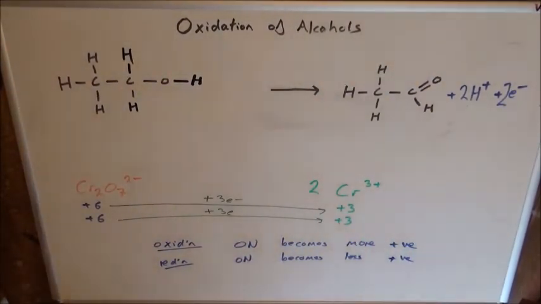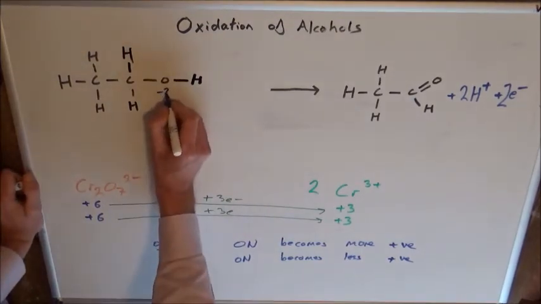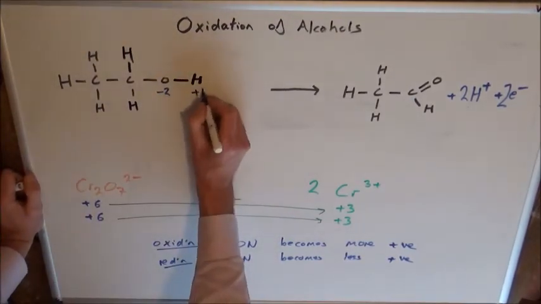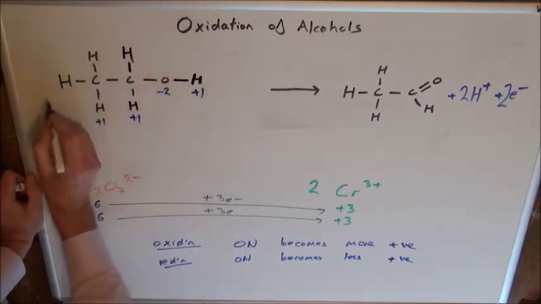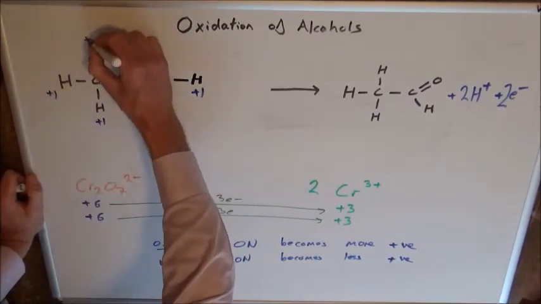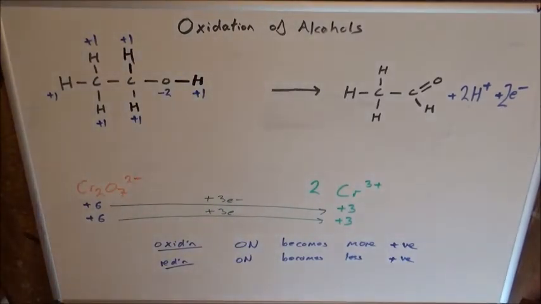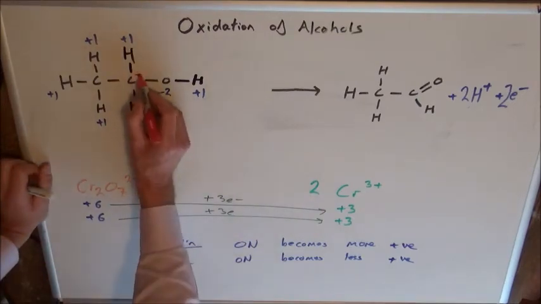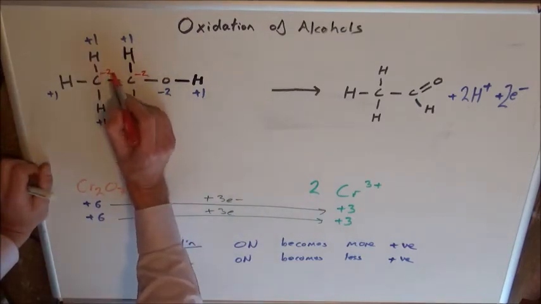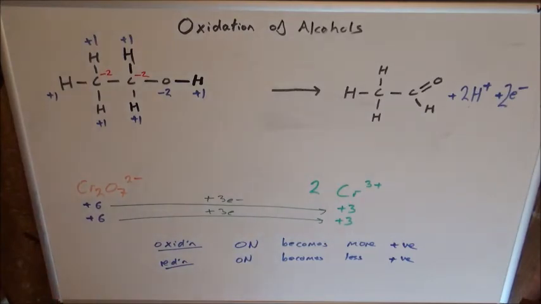Right, in ethanol, oxygen is minus 2, unless it's a peroxide. Hydrogen is plus 1, six times. So if we've got 6 positives and 2 minuses, that gives us a total of plus 4. So it means that each carbon must be minus 2. So carbon is in the oxidation state minus 2. That lot adds up to 0 because obviously there's no charge on ethanol.